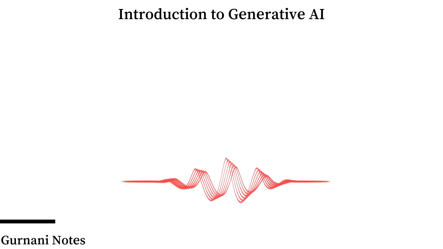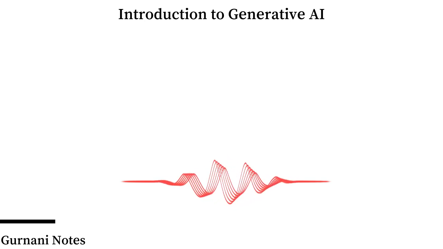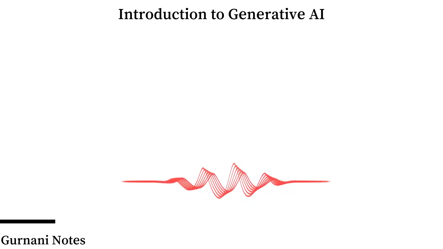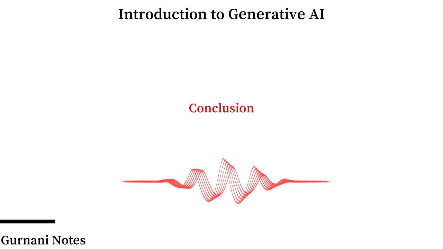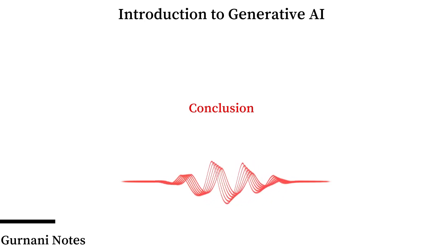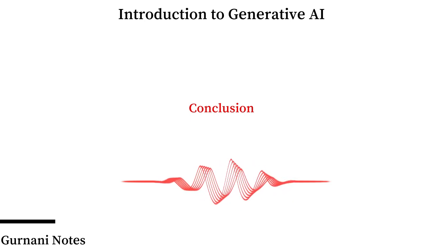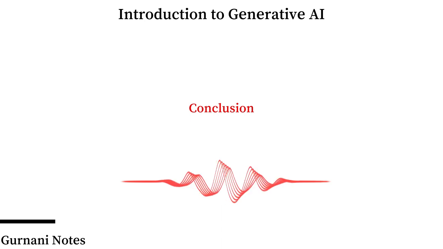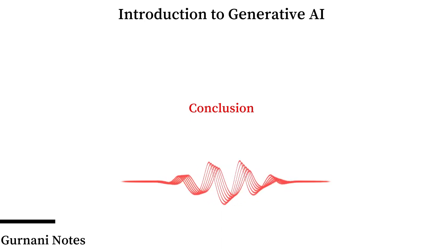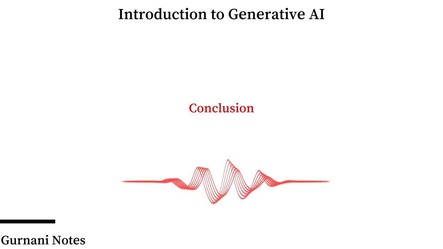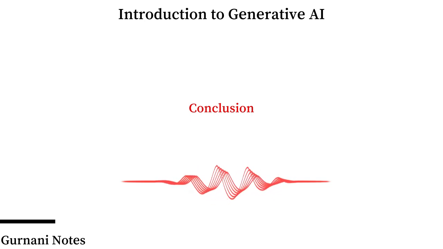So this wraps up our beginner's guide to understanding generative AI. We learned how generative AI can automatically create novel content by learning from data patterns. As the models continue to evolve, generative AI will open up many new possibilities across industries.